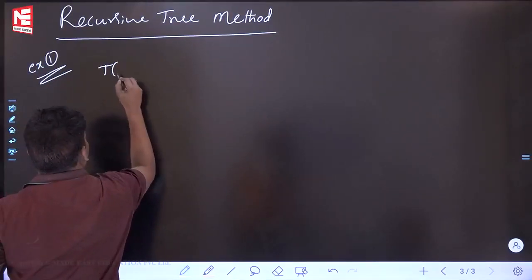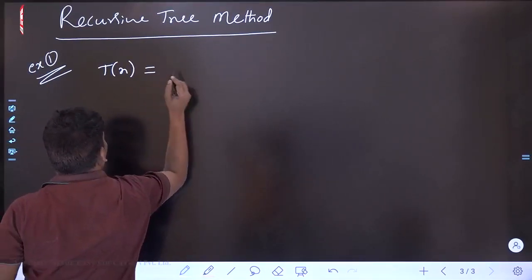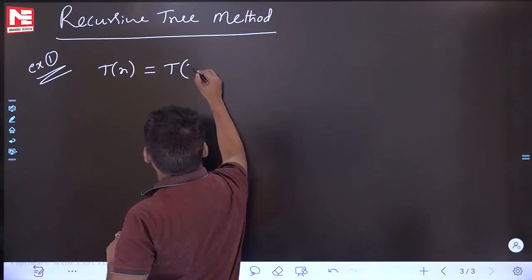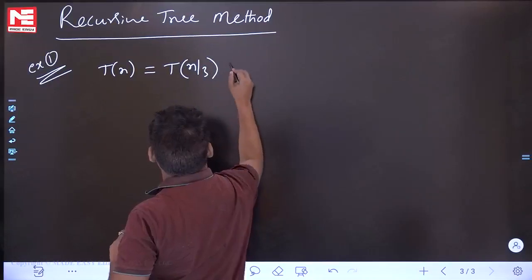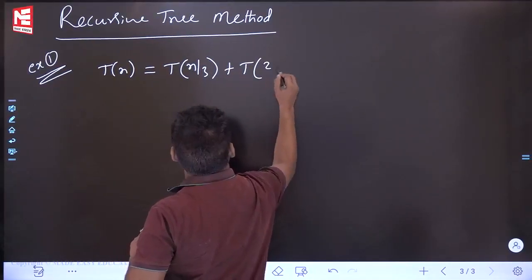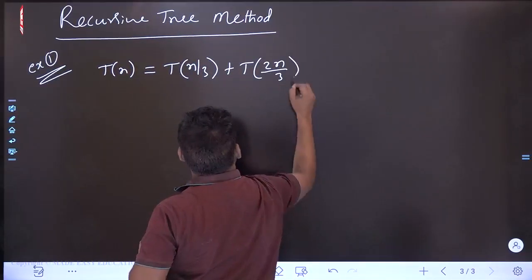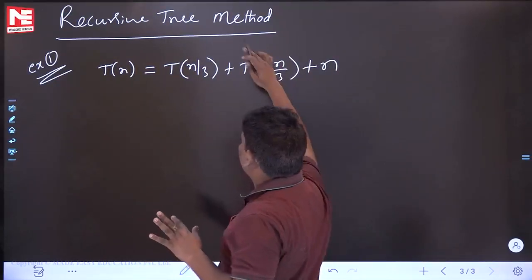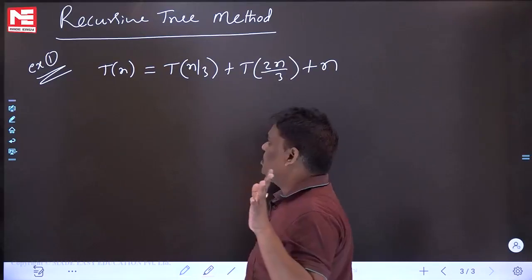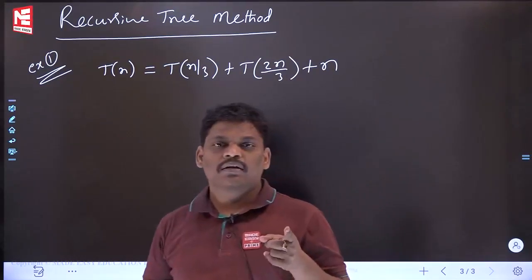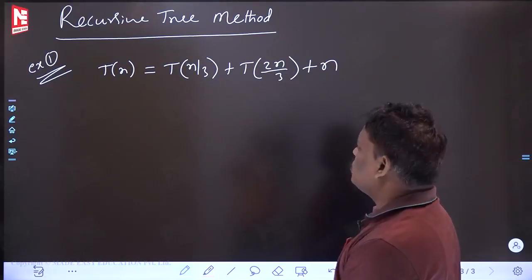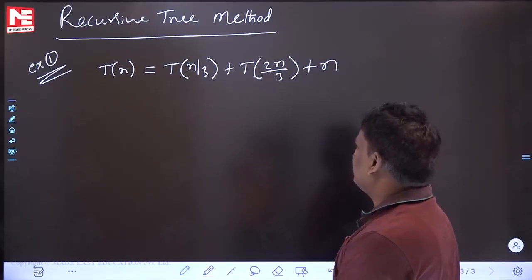See this one. T(n) is equal to T(n/3) plus T(2n/3) plus n. It is the recurrence relation. How to solve this recurrence relation using this method, I will explain now. If you are okay with one problem, you are okay with the other problems also.